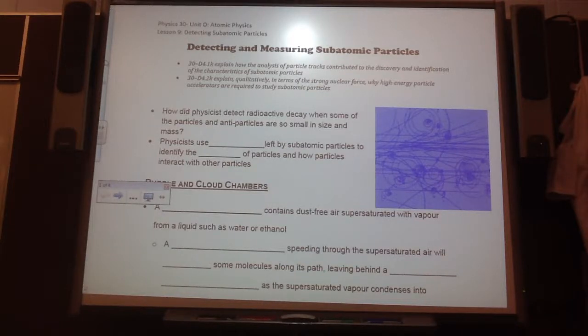Yeah, these pictures are interesting pictures of detecting subatomic particles and their movement. So how the heck did they get these weird pictures? Well, there are two different types of chambers that they use to take pictures.